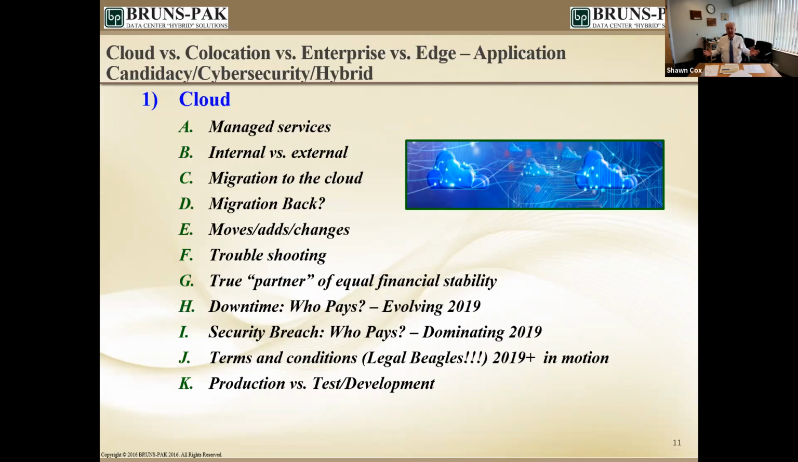Managed services. Hey, I don't want to manage it myself. I don't want the personnel. I don't want the hardware. I don't want the software. I don't want the network. I want to basically offload that. It's real and it's growing.